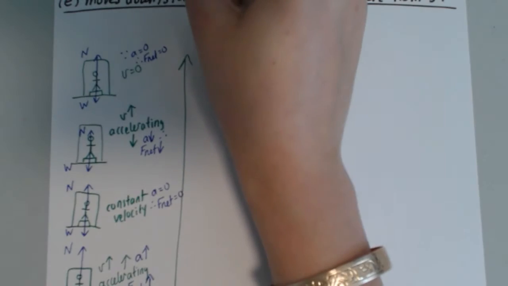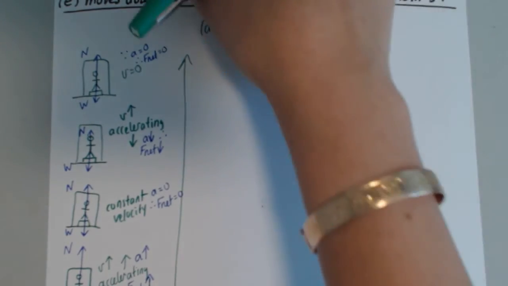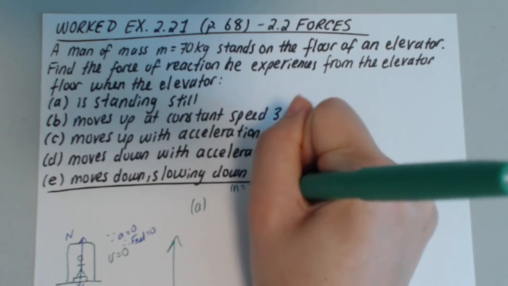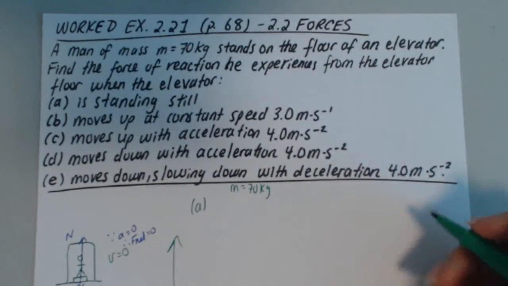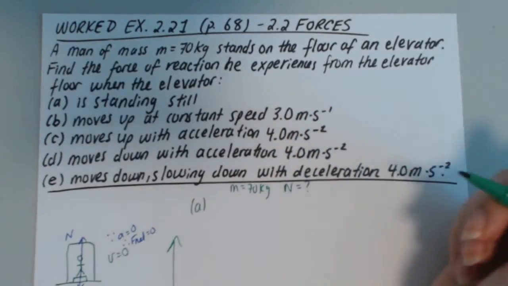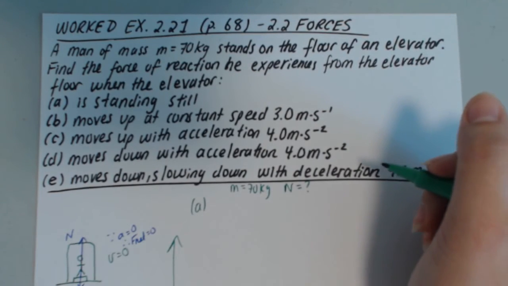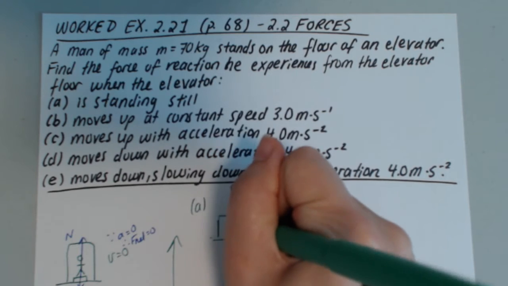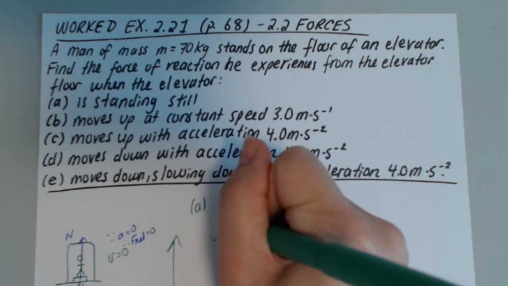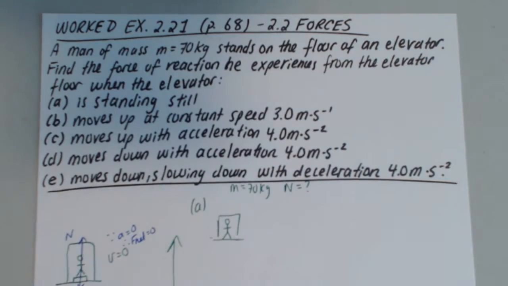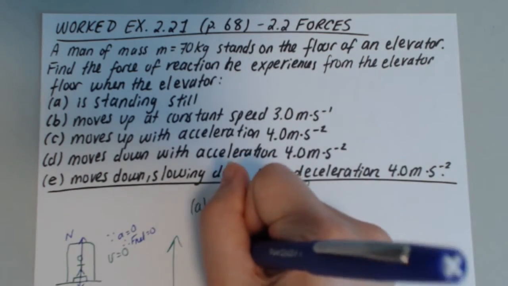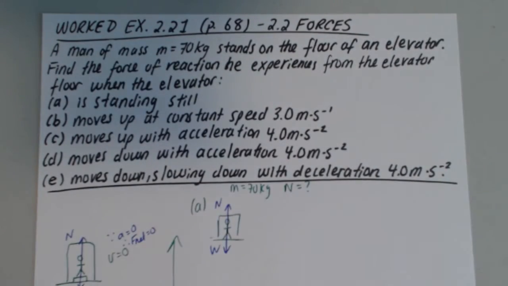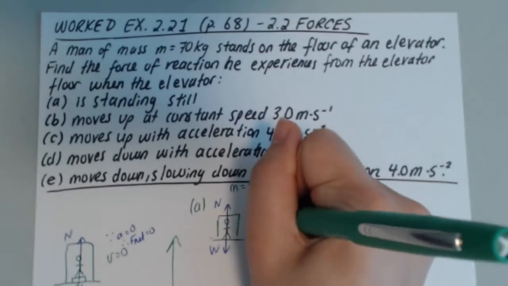Okay, let's actually do the problem now. We have a man whose mass is 70 kilograms, standing on the floor of the elevator. We have to find the reaction force, in other words, the normal force, call it capital R if you want, when the elevator is standing still. When the elevator is standing still, the person's here, and there are two forces acting on him: weight and normal force. And as long as the elevator is standing still, that means velocity is 0.